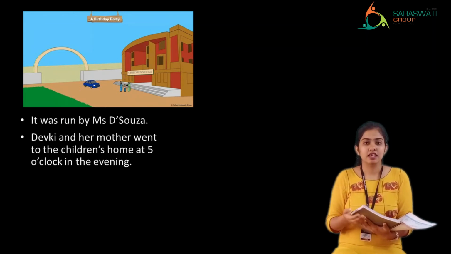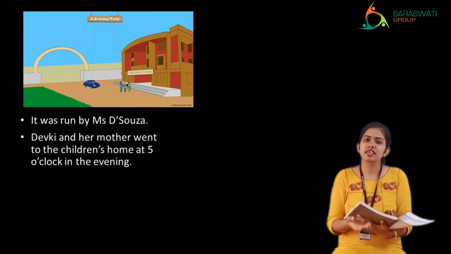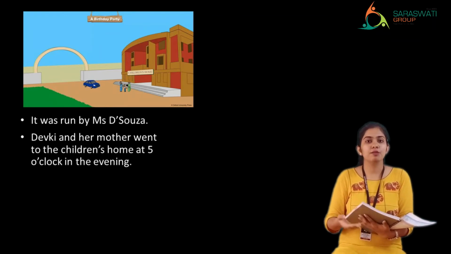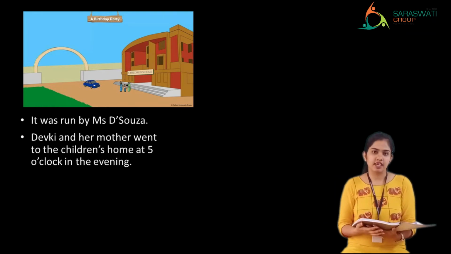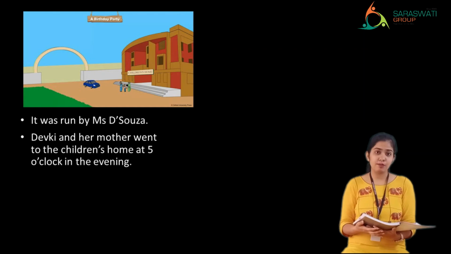Listening to this, Miss D'Souza was very happy and she said, yes, of course you can celebrate Devki's birthday over here. She said that there were 40 children in the home and all the children were below the age of 12. They would be very happy to have Devki celebrating her birthday with them.